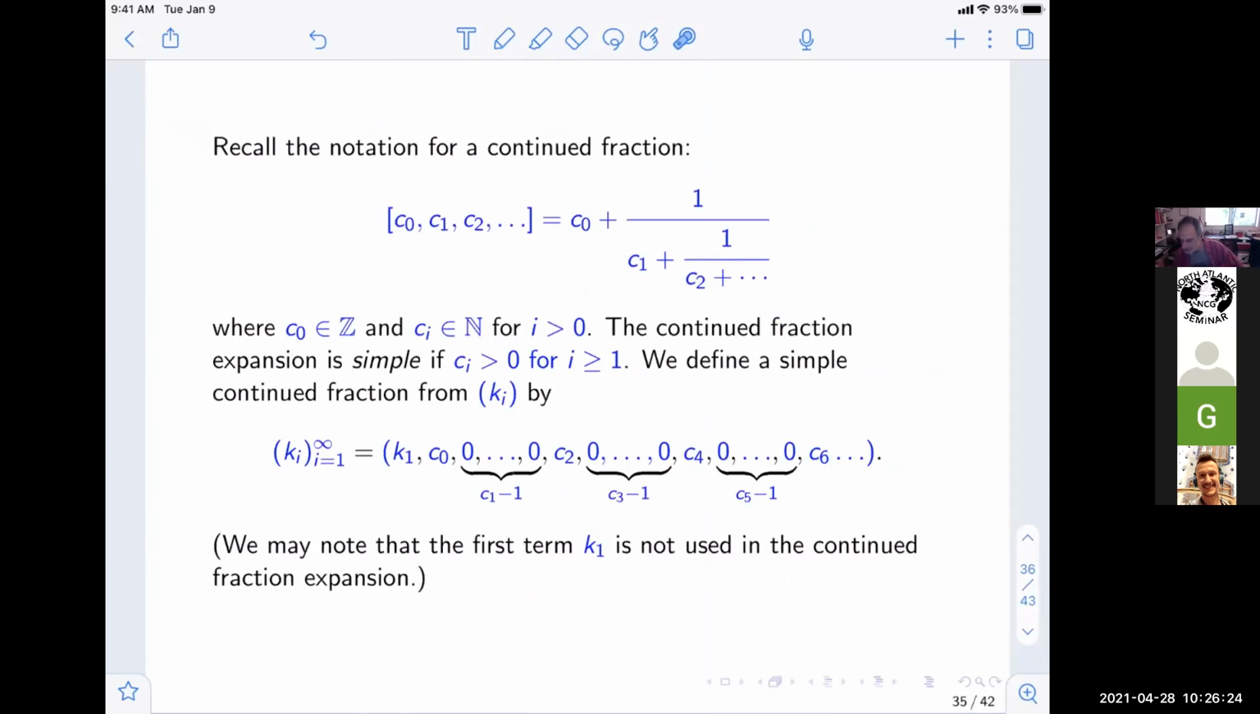Okay, so this is the usual notation for a continued fraction. The integer part of our number could be any integer, but after that, we insist that we have non-negative integers here. It's called a simple continued fraction if the later coefficients are all strictly positive.